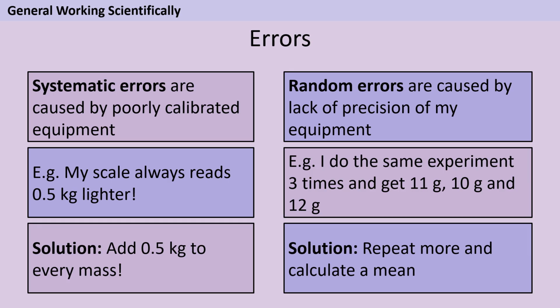The other type of error is a random error, which could be caused because your equipment isn't sufficiently precise or just because of natural fluctuation in the true value of that quantity.